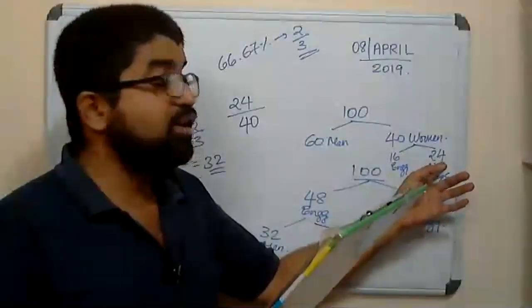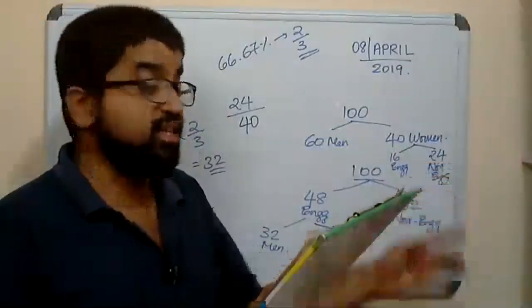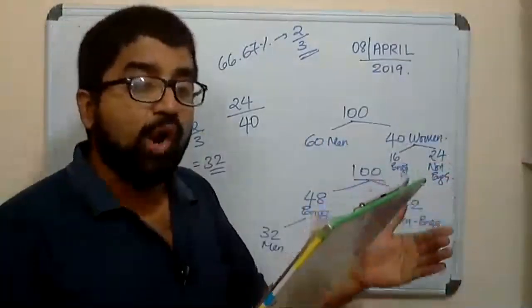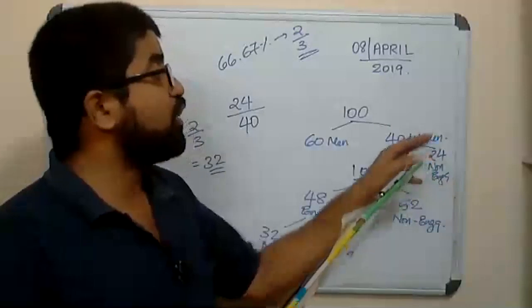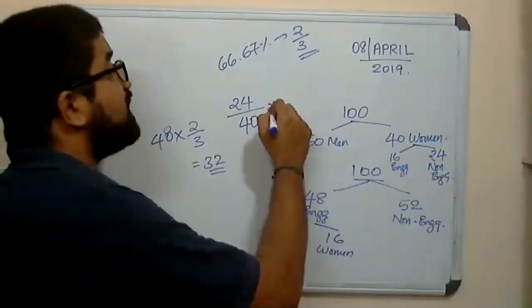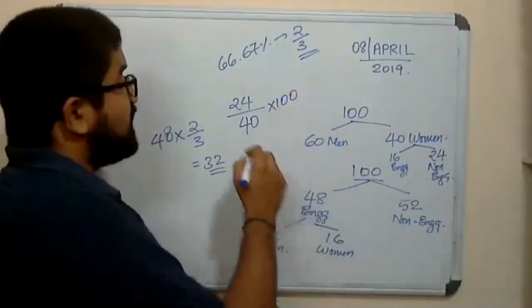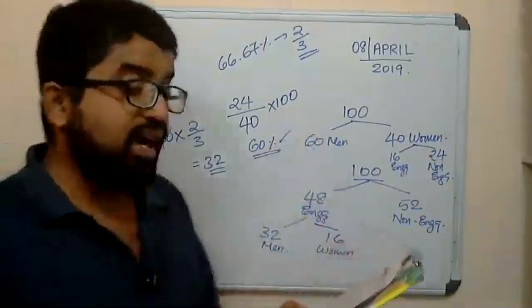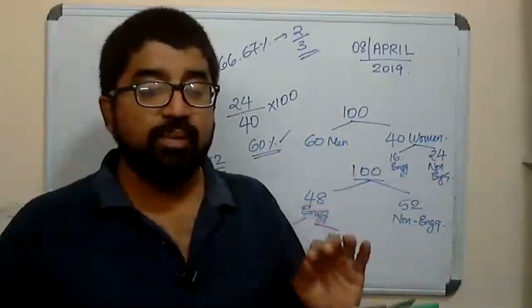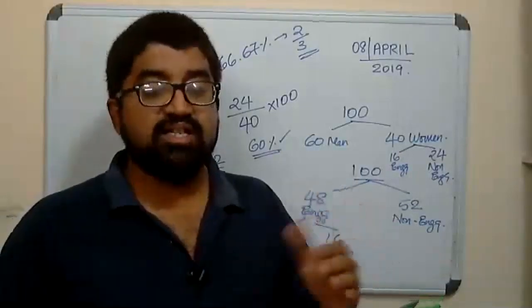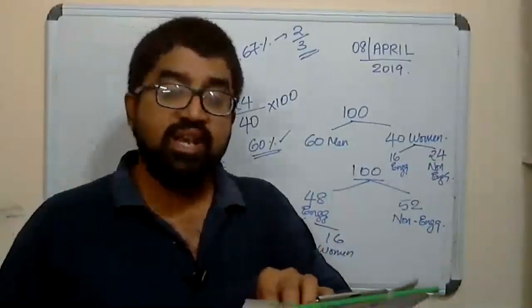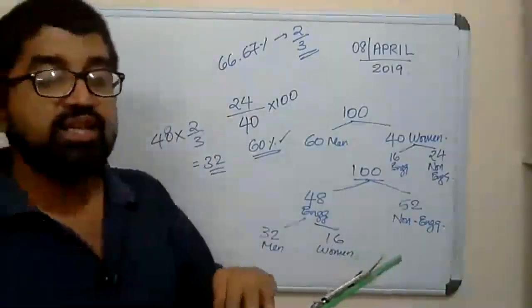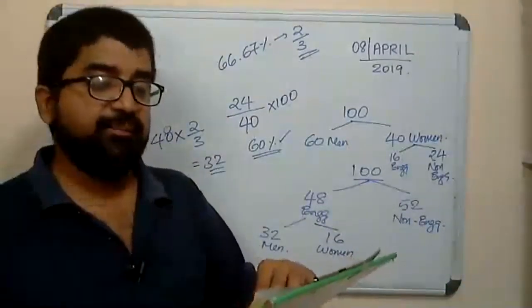If they are asking, then we could have straight away marked it as 24%. But here, what percentage of women who are not engineers? So 24 out of 40 into 100, when I perform, it comes to 60%. So thus I can conclude that 60% of the women who are not engineers. That is the answer. 60% is the final answer for our question here. So for the seventh question, 60% is the answer.